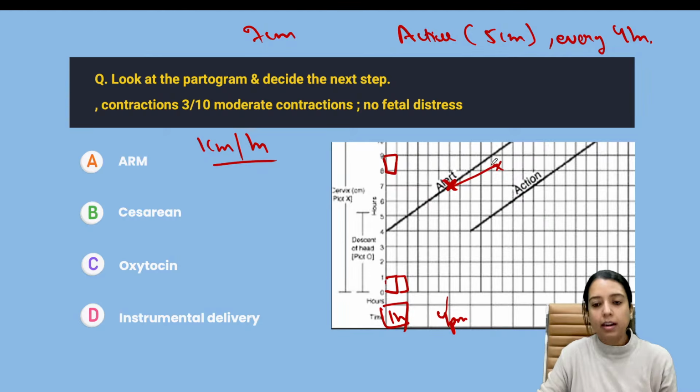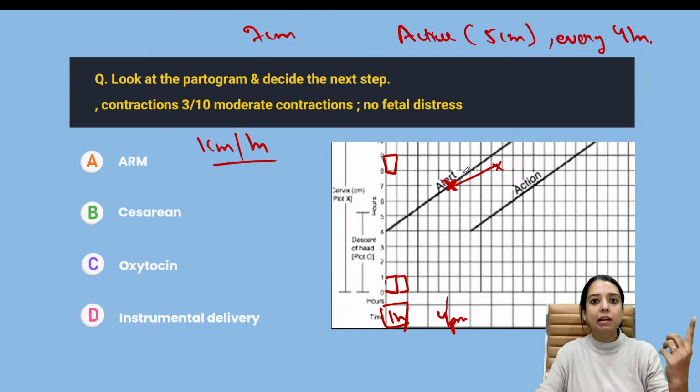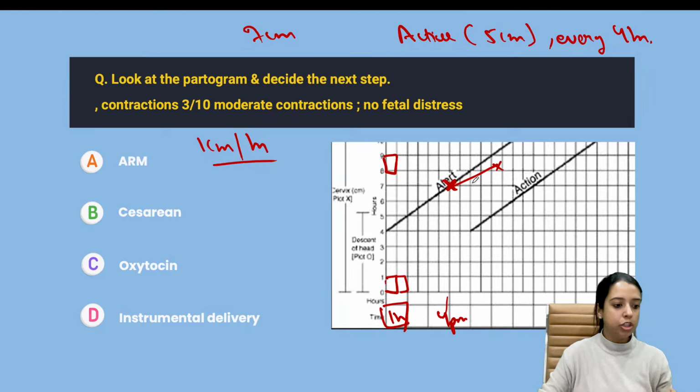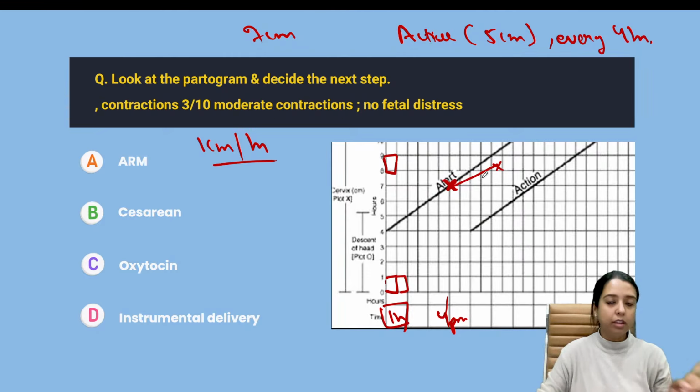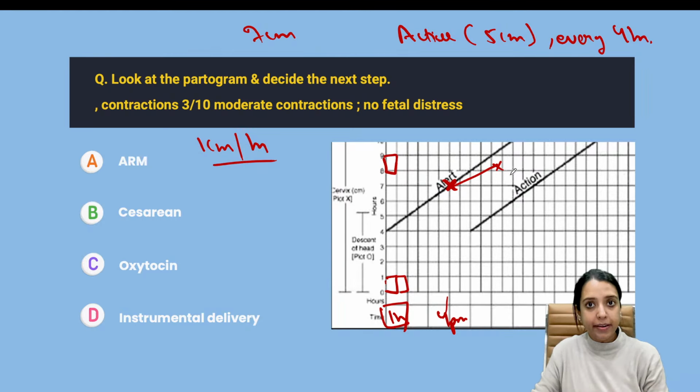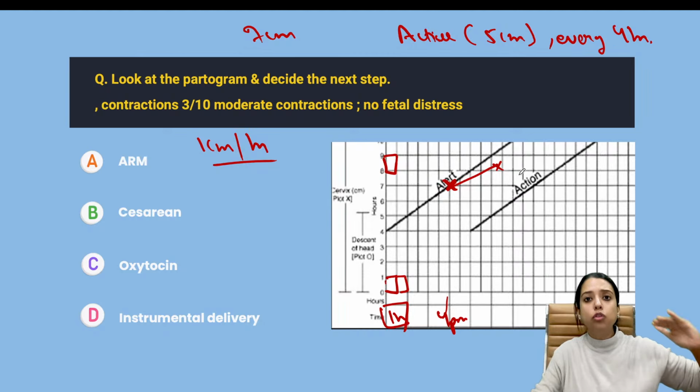As it crosses the alert line, what will you do? You will become alert. You will transfer her to a tertiary care center. You will not do cesarean. You start oxytocin if the contractions are bad, and you assess the pelvic size. You assess for cephalopelvic disproportion, and you continue the oxytocin.